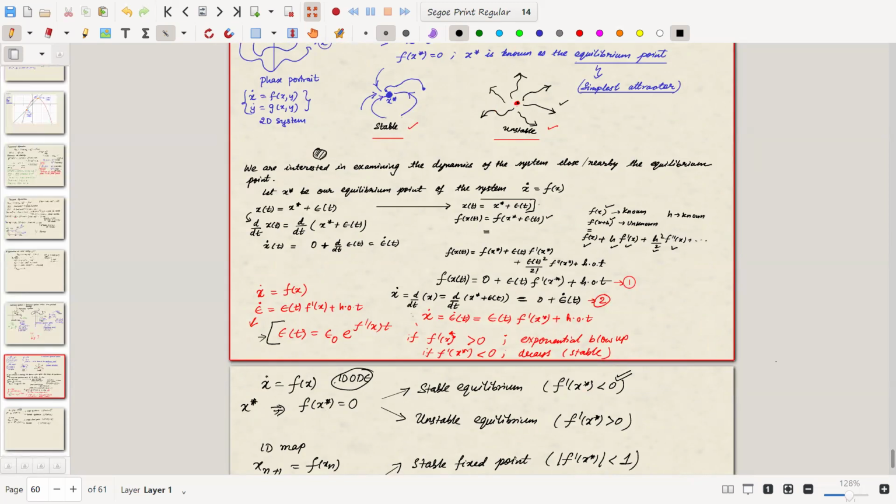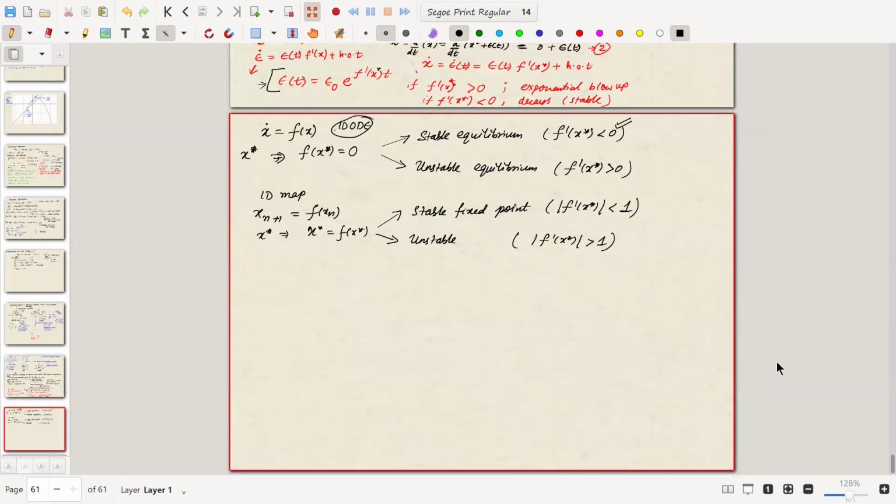Whereas if f prime of x star is less than 0, then the exponential term is decaying. Then it converges to that equilibrium point, as in this case. Therefore it is stable. So you can think both mathematically and geometrically why the sign of f prime of x star gives you the nature of the equilibrium point, whether it is stable or unstable, whether the nearby trajectory will blow up or converge to it. Can you get the idea behind this? I hope you do.